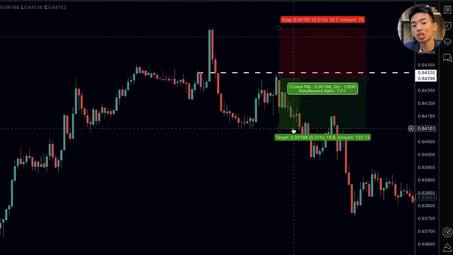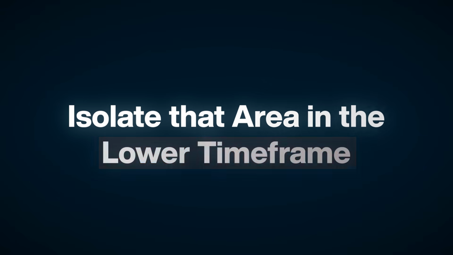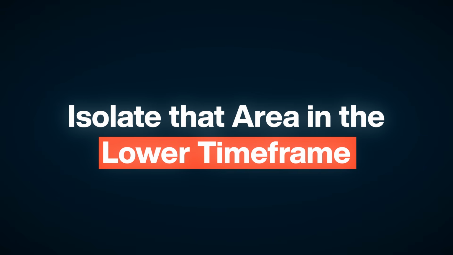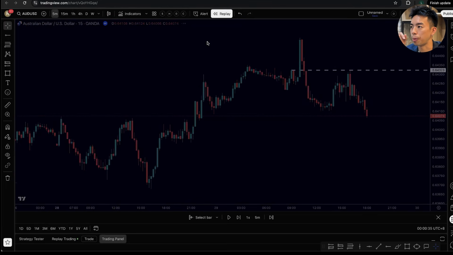But you don't necessarily need to have a stop loss as wide as this, because if you are able to identify those traps correctly, you can tighten your stops a lot more. I'm going to show you how. What you want to do is go down to the lower time frame and isolate that area. So we have this area marked out. We're going to go down to the 5-minute time frame.